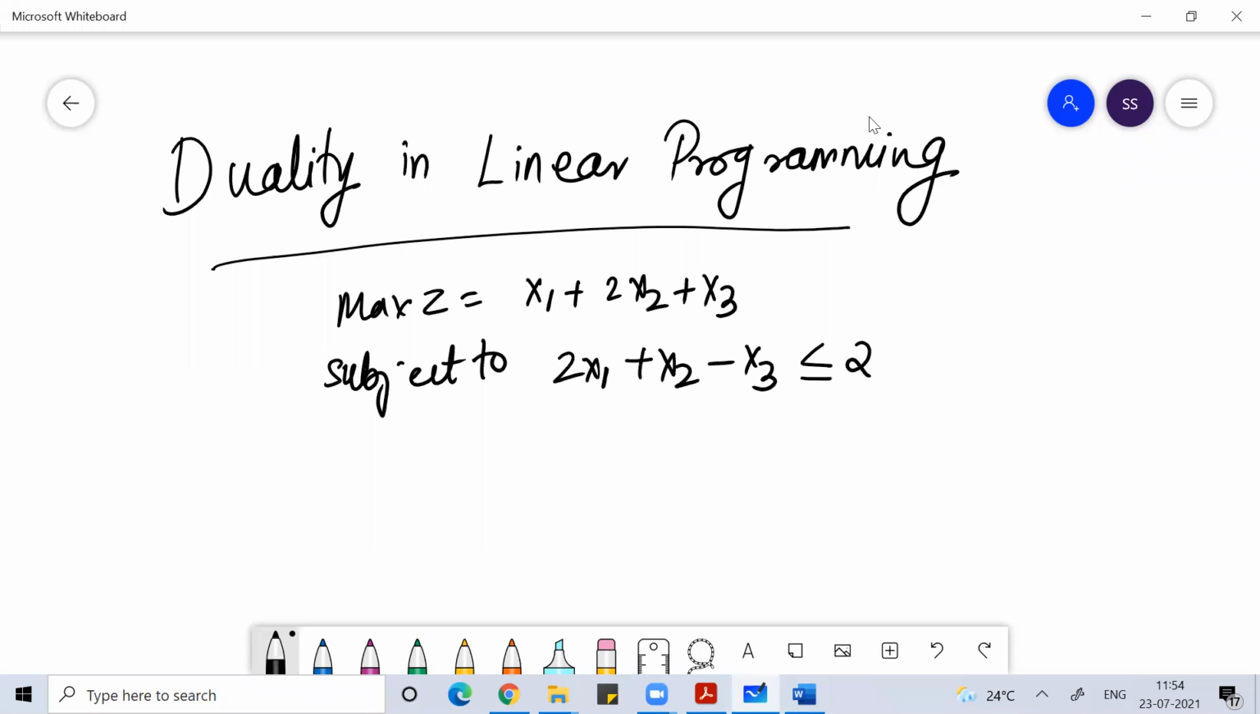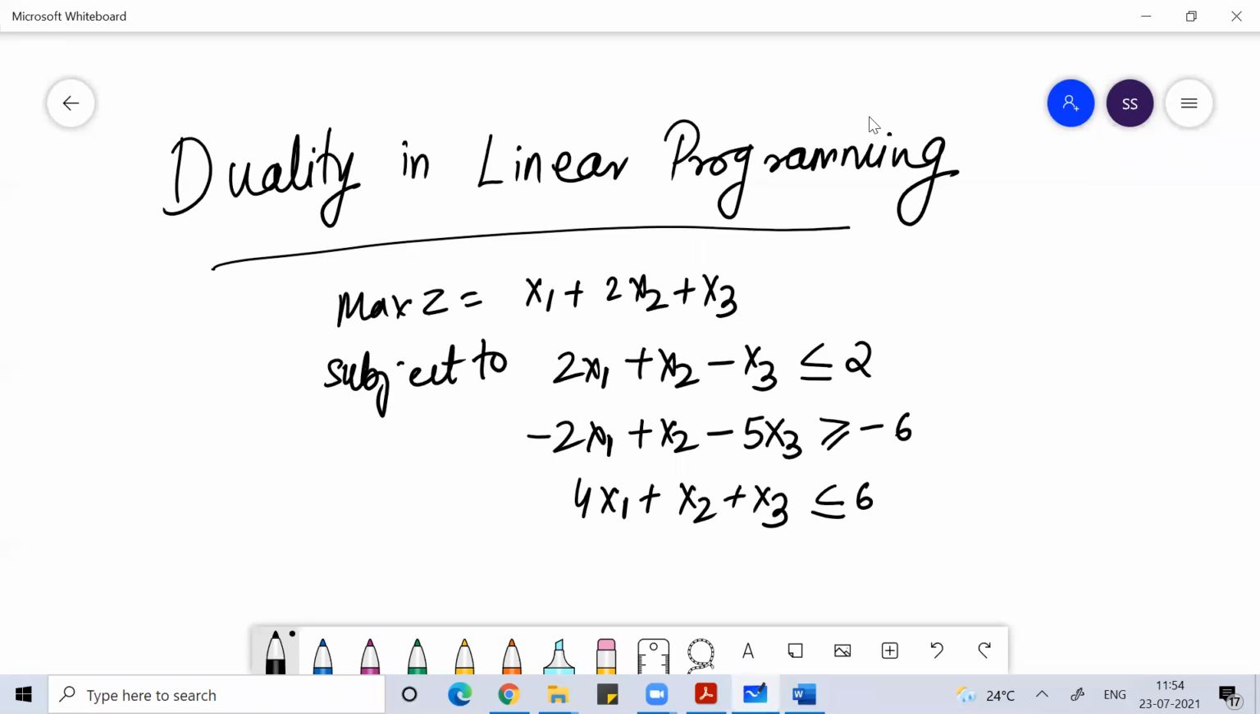Then you have -2x1 + x2 - 5x3 greater than or equal to -6. And then you have 4x1 + x2 + x3 less than or equal to 6. And then you have x1, x2, x3 greater than or equal to 0. Suppose this is a problem.